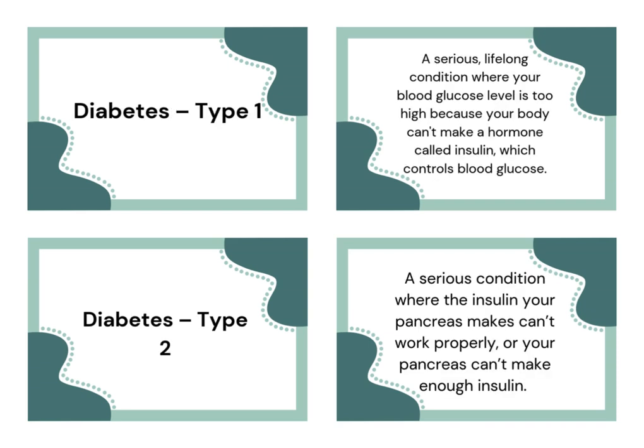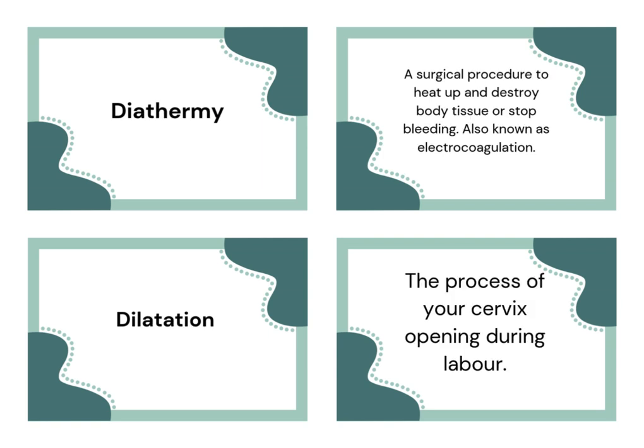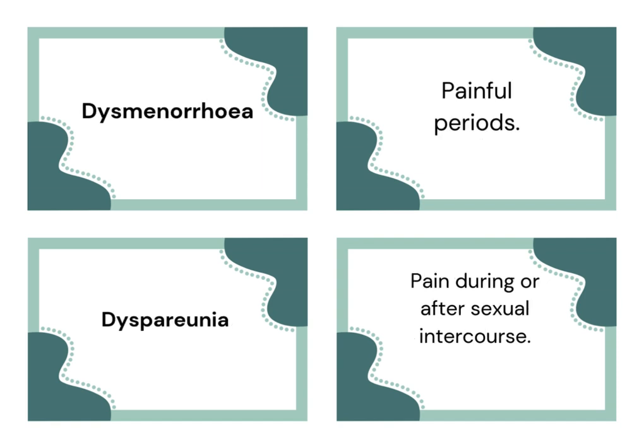Diabetes type 1, a serious lifelong condition where your blood glucose level is too high because your body can't make a hormone called insulin, which controls blood glucose. Diabetes type 2, a serious condition where the insulin your pancreas makes can't work properly, or your pancreas can't make enough insulin. Diathermy, a surgical procedure to heat up and destroy body tissue or stop bleeding, also known as electrocoagulation. Dilatation, the process of your cervix opening during labor. Dysmenorrhea, painful periods. Dyspareunia, pain during or after sexual intercourse.